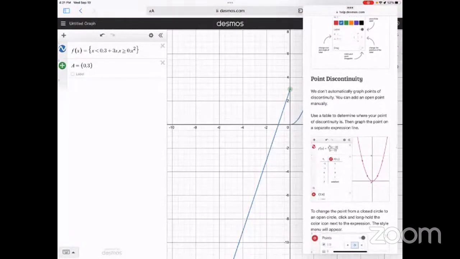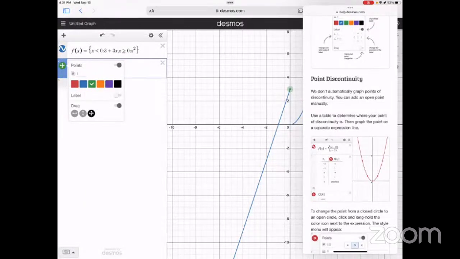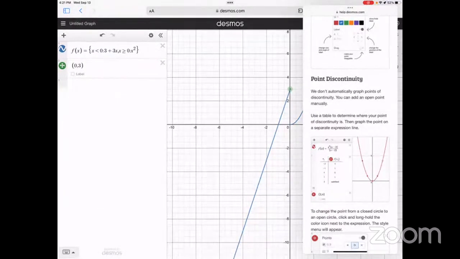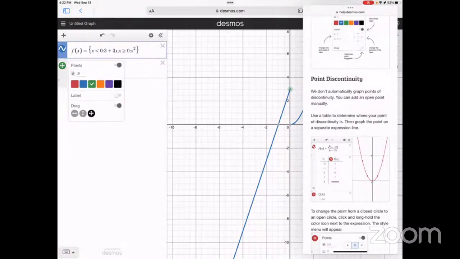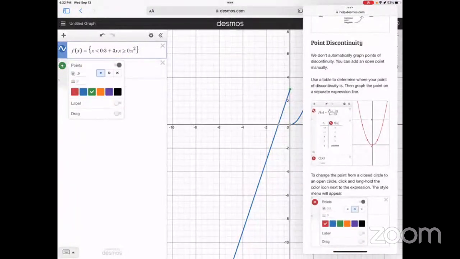Oh, okay, maybe if I remove A. Let me try removing A, and then click and hold. Darn it. Points. Maybe if I change that to like 0.9. Enter. Yeah, we're not getting that option. Points, drag. Let me turn drag off. Ah, there it is. I knew I could get it. Whew, that was an adventure.